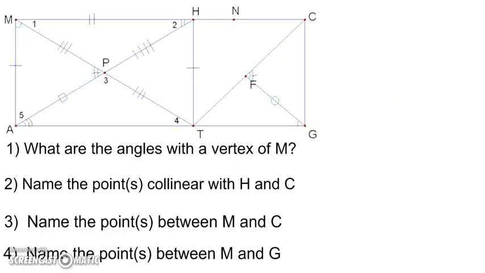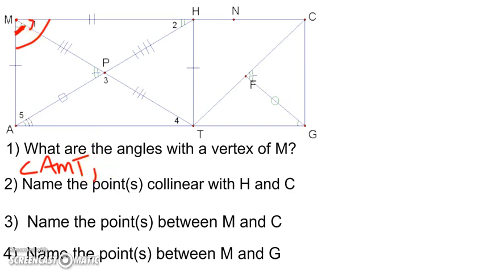So if we were to first ask, what are the angles with the vertex of M? M is our vertex up here. We have 3 separate angles that we were talking about. We can have this small angle right here, the small angle up here, or the entire combination of the angle. There are many different ways to name the angle, but there are 3 different angles. We could first name this small angle right here, which would be angle AMP. We could also name it PMA, reversing the letters around.